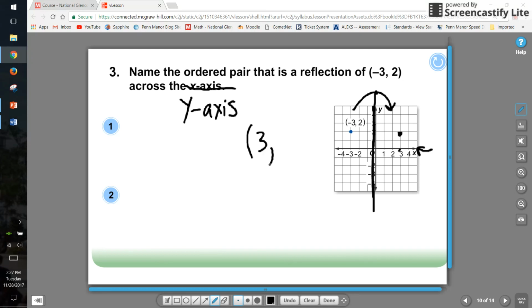+3, +2. And using my reasoning, to reflect across the y-axis I changed the x component of our coordinate pair. That's reflecting across the axis.